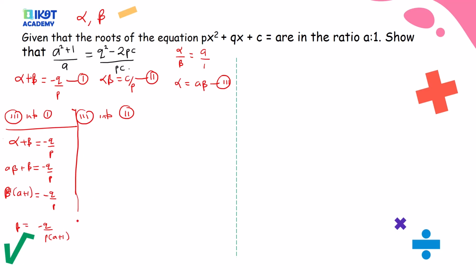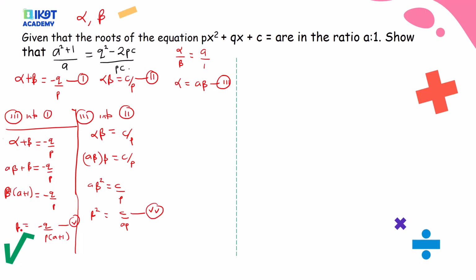Then now we come here. This was equation 2. But what is alpha? A beta into beta is equal to this. So we get a beta squared is equal to c out of p. So beta squared is equal to c out of ap. So we call this equation double tick. We call this equation tick.